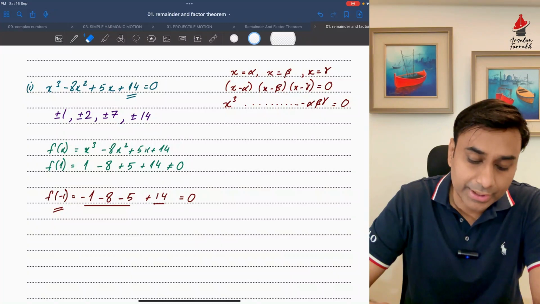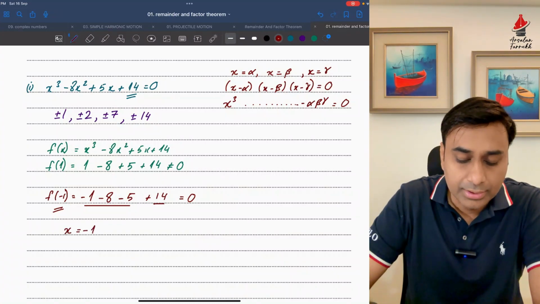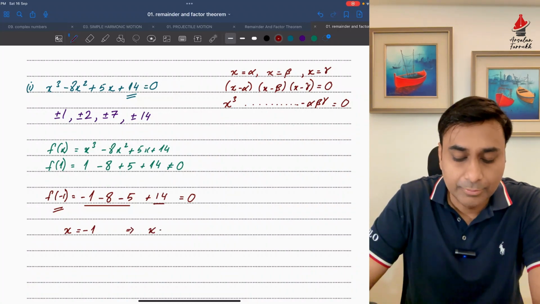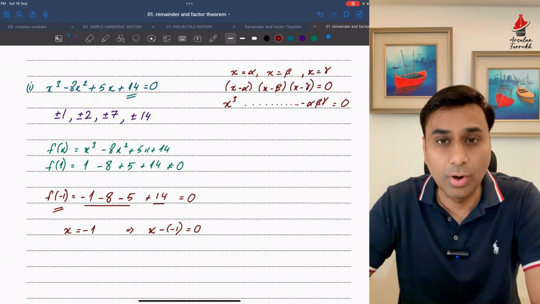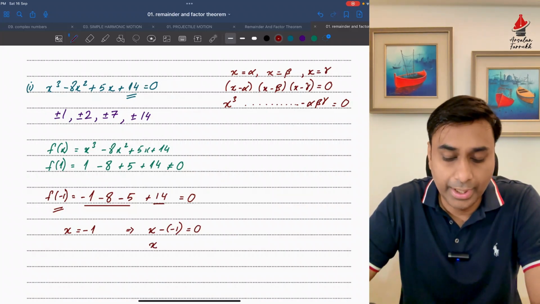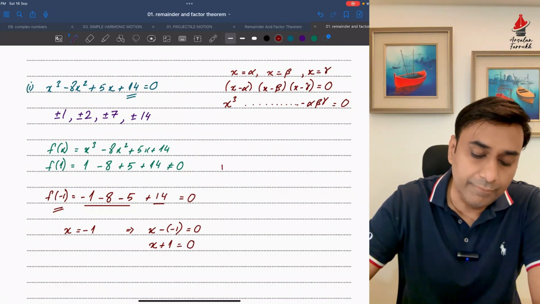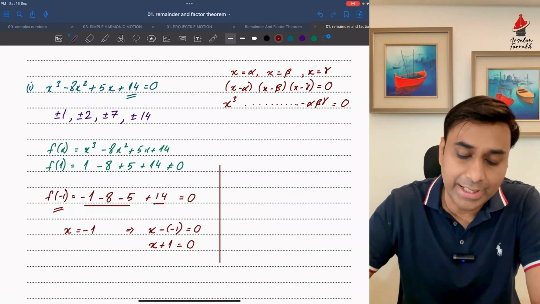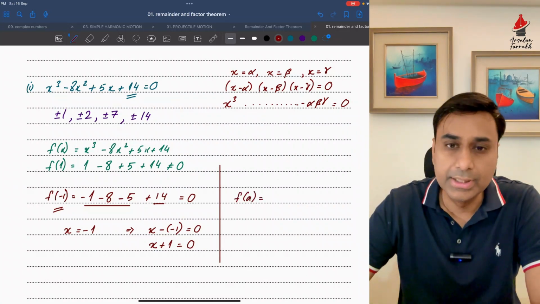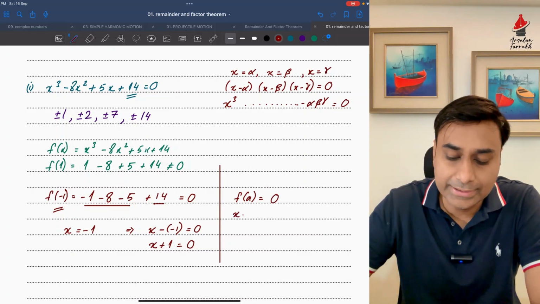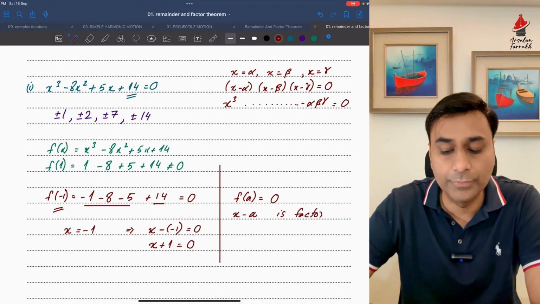And if minus 1 is the root, then x should be equal to minus 1. This implies that x minus minus 1 is equal to 0 is one of the factors, or x plus 1 is one of the factors. So, you can remember that if for any value a, f of a that you have supposed as a polynomial is coming out to be 0, then x minus a would be a factor. This is something that you can always identify.